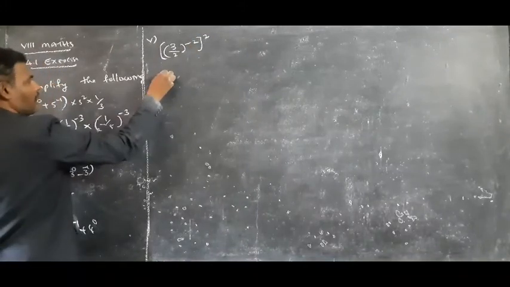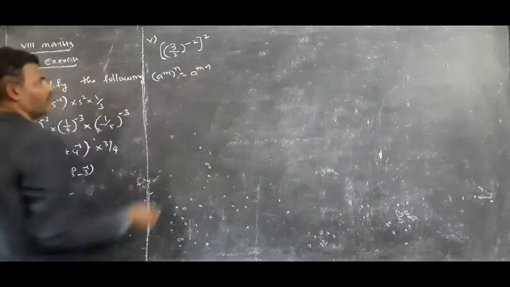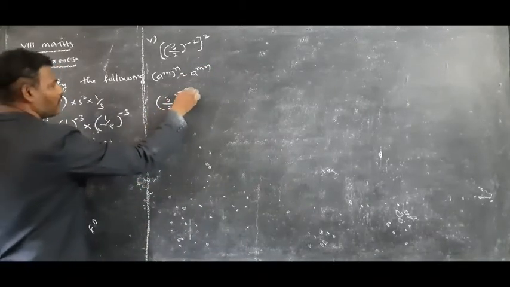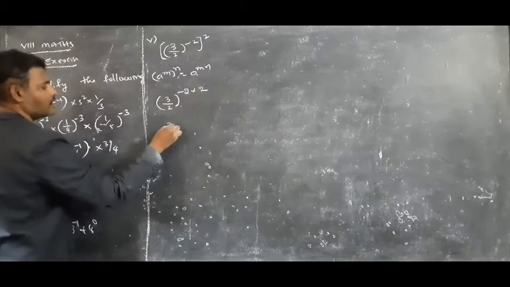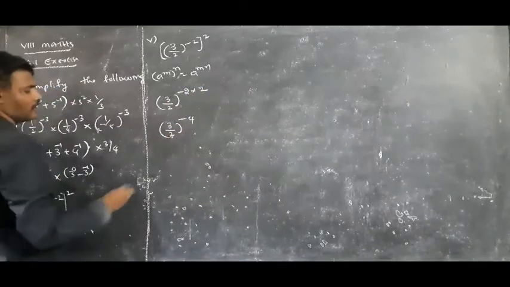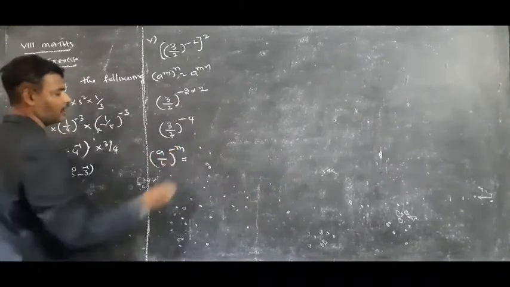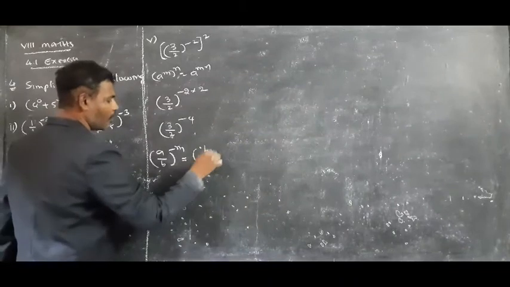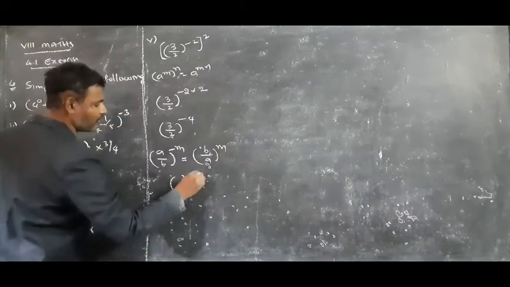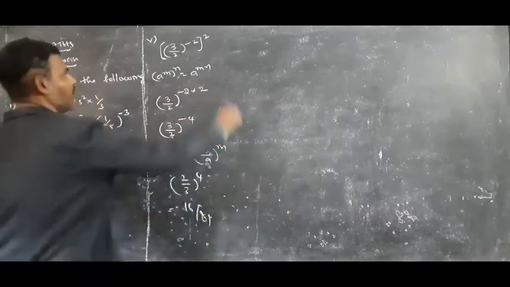So here (a power m) whole power n we can write as a power mn. By using that, 3 by 2 whole power minus 2 into 2 is nothing but 3 by 2 whole power minus 4. a by b whole power minus m is equal to b by a whole power m. By using that, 2 by 3 whole power 4 is nothing but the answer 16 by 81.